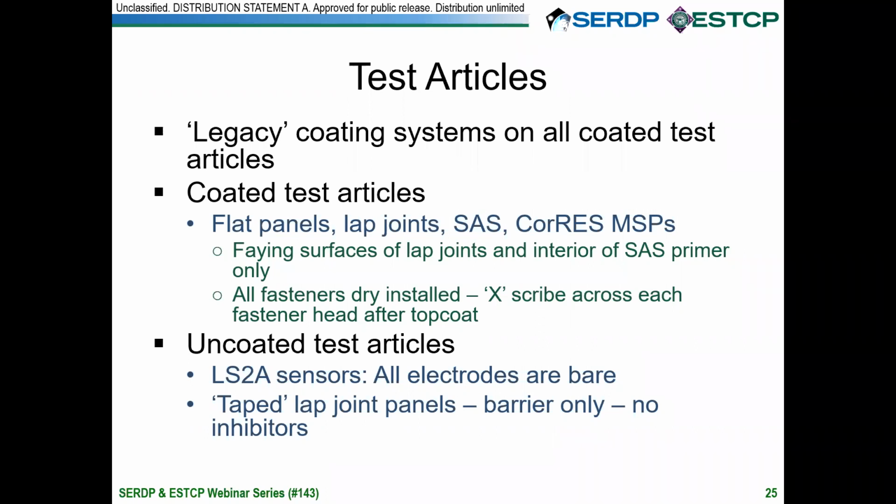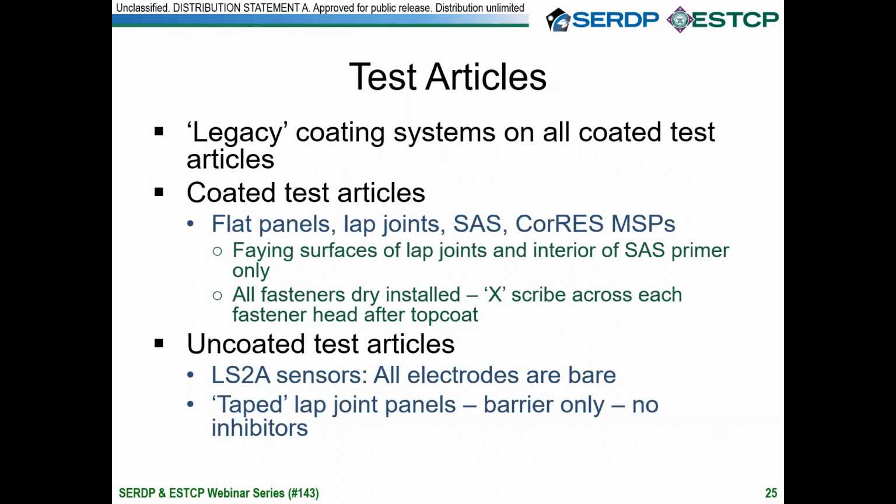The coded test articles: the flat panels, the lap joints, SAS boxes, and the CoreRes MSPs. The faying surfaces, you saw the lap joints in the previous slide. Those faying surfaces are primer only, and then the rest of it has the top coat on it. In order to give sort of the worst case scenario, all the fasteners are dry installed. Obviously, on an aircraft, you generally want to wet install to give a good seal, but they're dry installed so we don't have to leave these out for 5 to 10 years. Hopefully we're getting good data after a couple of years of exposure.